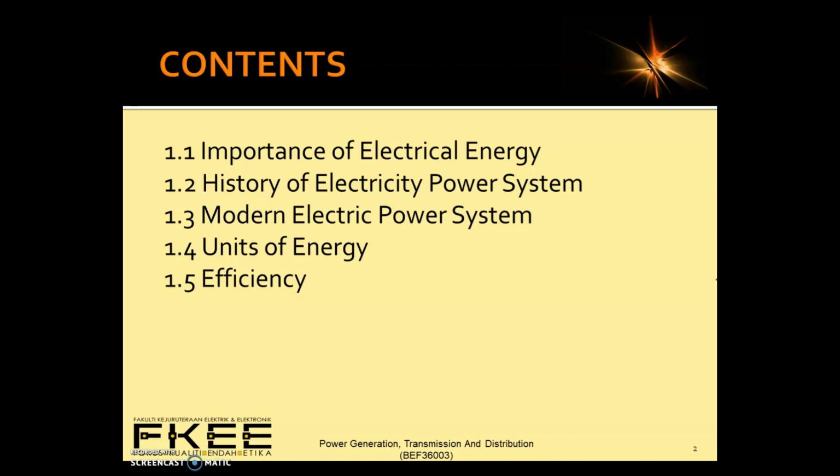we'll cover a little bit of history of the electric power system. Okay, when the electric power system started, which is 1882 and so on. Okay, after that, we'll cover the modern electric power system. So you will know what the components of the modern electric power system are. Then we'll go to the units of energy, and finally the efficiency.